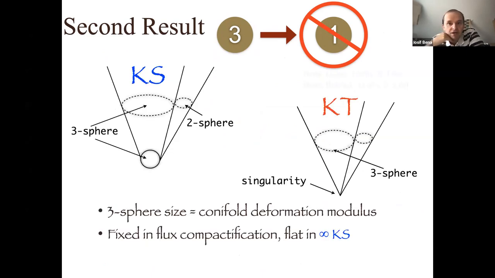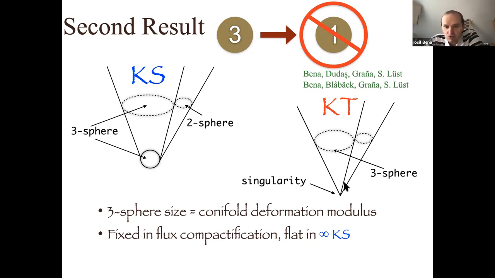Let's try to see what the anti-brane does when you put it in Klebanov-Strassler. Let's try to see whether the anti-brane itself affects Klebanov-Strassler. Now, the Klebanov-Strassler solution, as I told you, has a non-trivial three-sphere and two-sphere. The two-sphere shrinks at the tip, but the three-sphere remains finite. However, there's another geometry, the Klebanov-Tseytlin solution called KT, in which both the three-sphere and the two-sphere shrink at the origin.